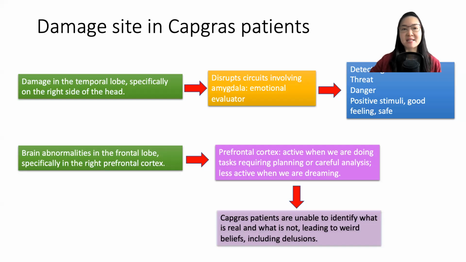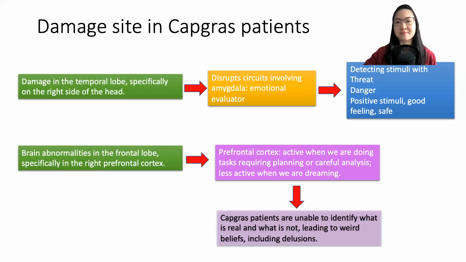Damage site in Capgras patients. The damage in the temporal lobe, specifically on the right side of the head, disrupts circuits involving the amygdala. Have you heard about that? Well, the amygdala is an emotional evaluator. The amygdala detects stimuli with threat and danger, as well as positive stimuli, good feeling, and safe.